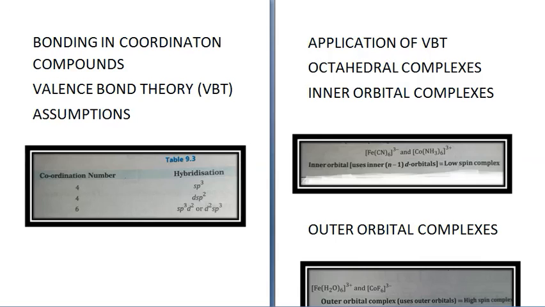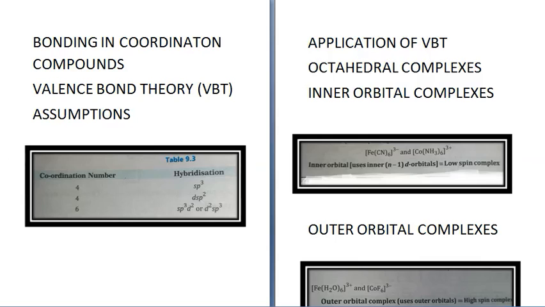Now, some important properties like geometry, color, magnetic properties of coordination compounds have been explained by the following modern theories, that is the valence bond theory, crystal field theory, ligand field theory, molecular orbital theory. But because of the reduced syllabus for 2021, now only the valence bond theory is in your syllabus this year. Now let us start with the valence bond theory.